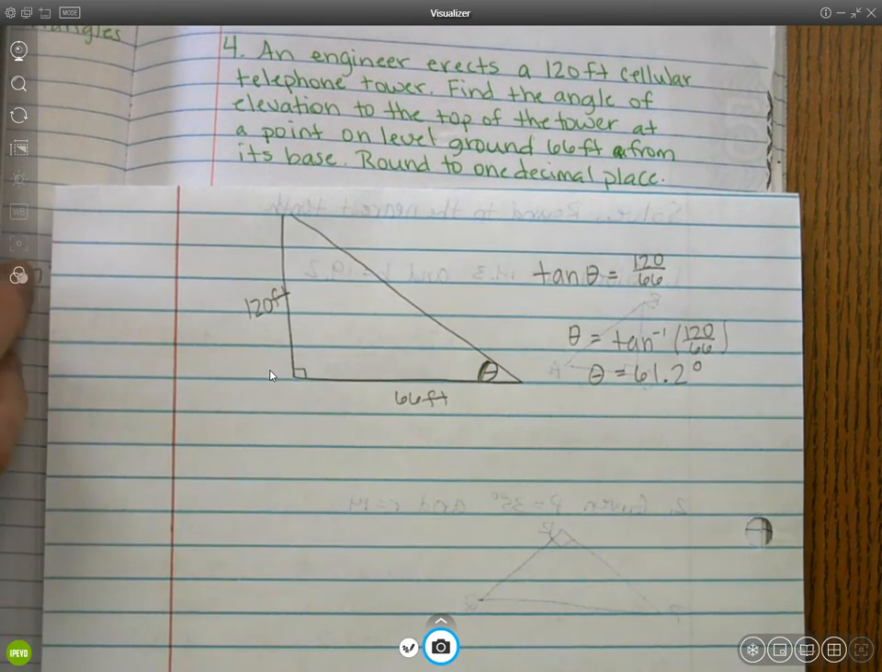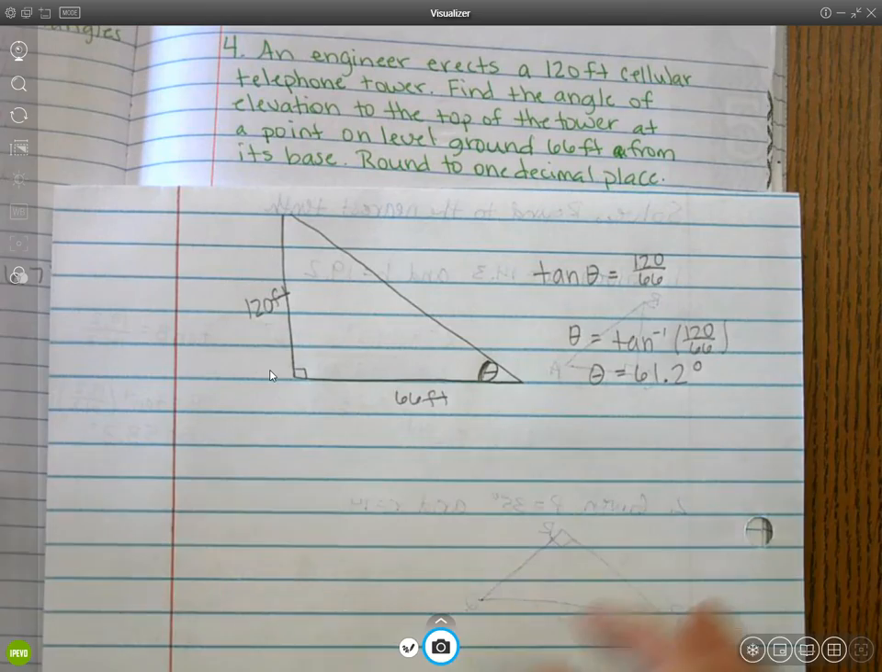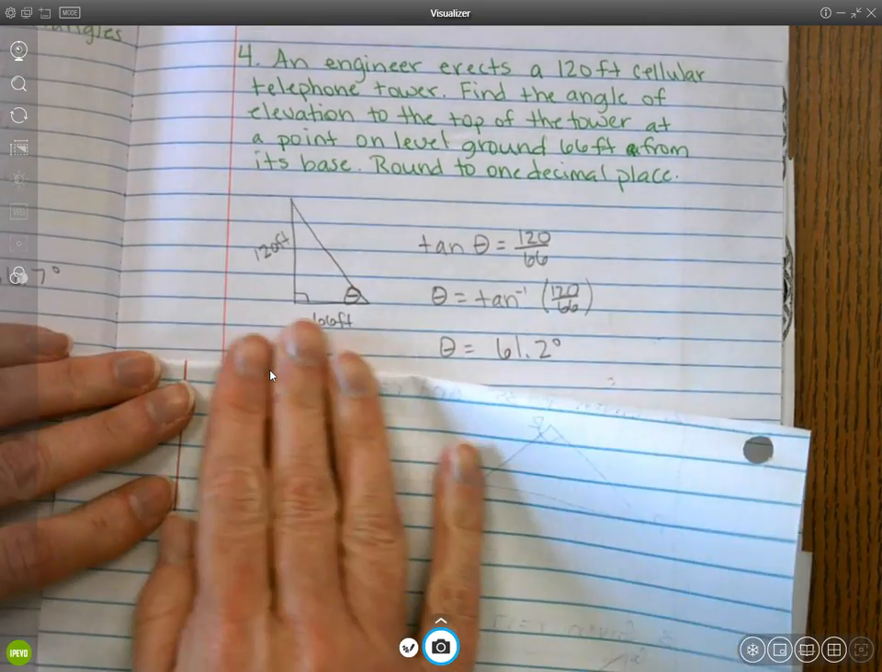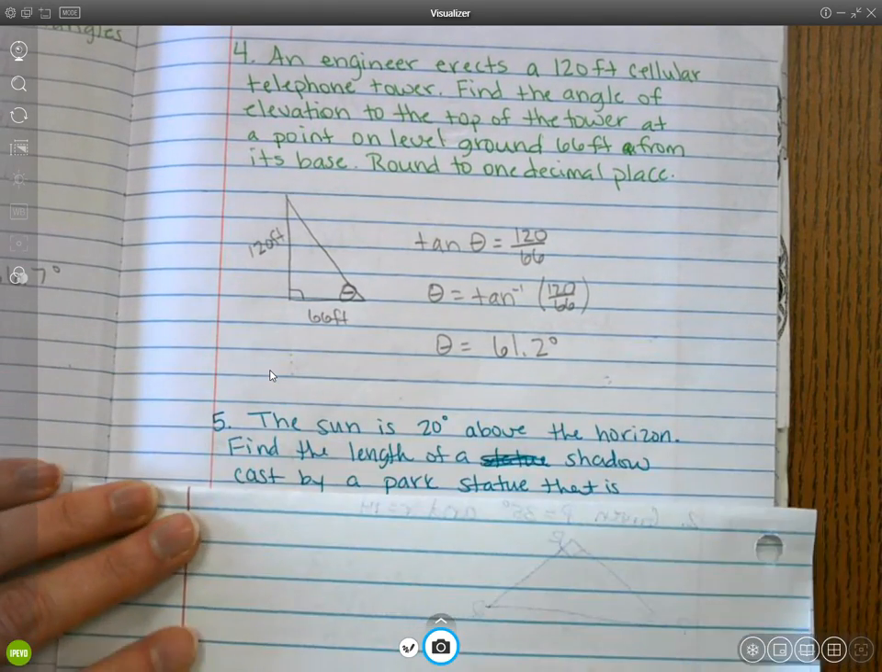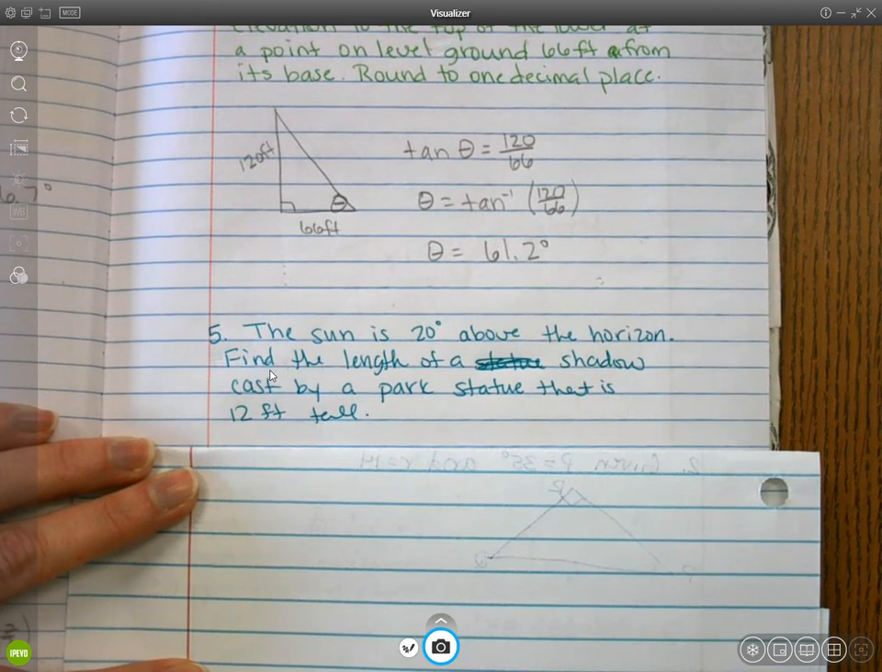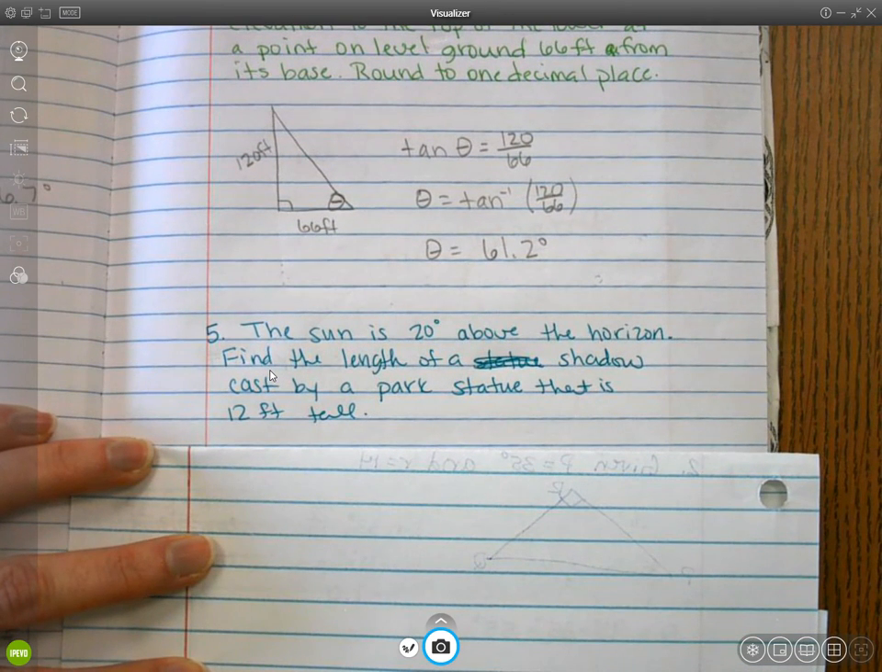All right, so this next one, you're not going to be looking for an angle. They give you an angle. So if you want to pause and try it, it should be review of what you did like a week or so ago. Almost 2 weeks ago now. On that 41244 test. All right, so this one says the sun is 20 degrees above the horizon. Find the length of the shadow cast by a park statue that's 12 feet tall.